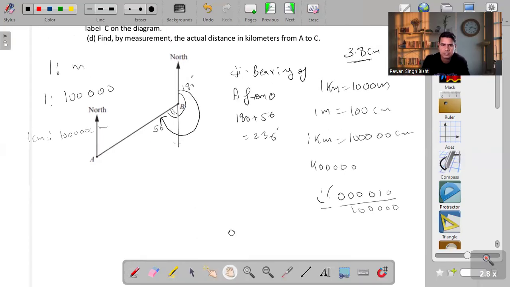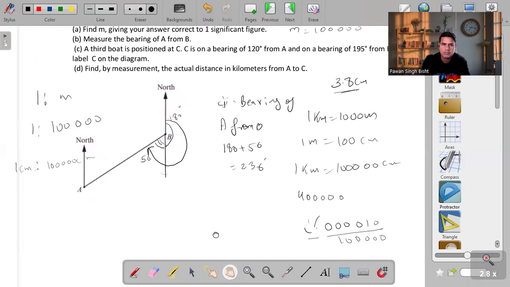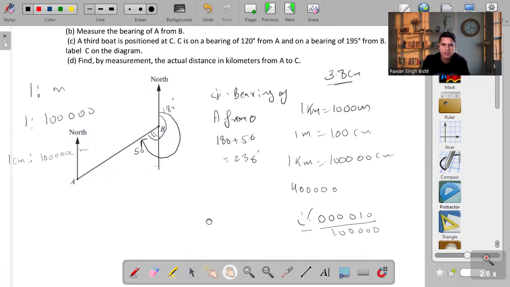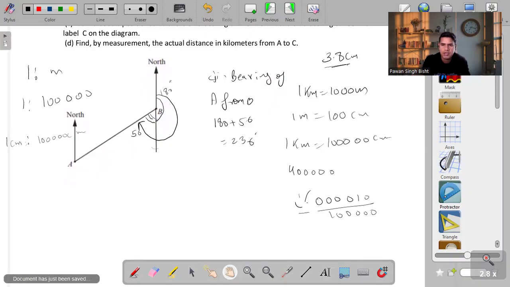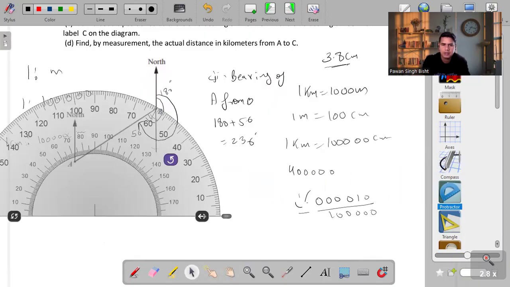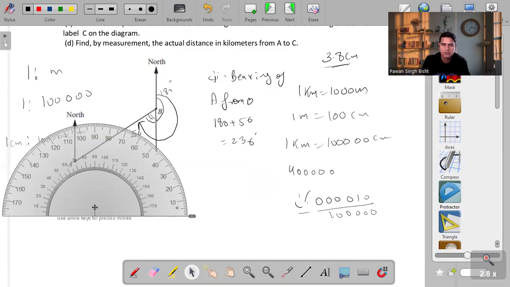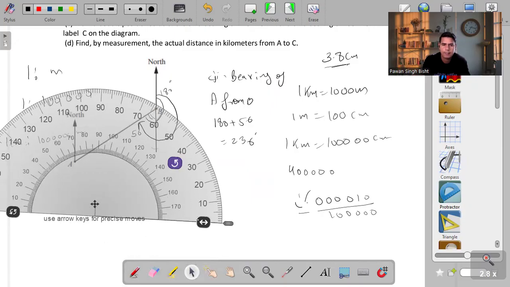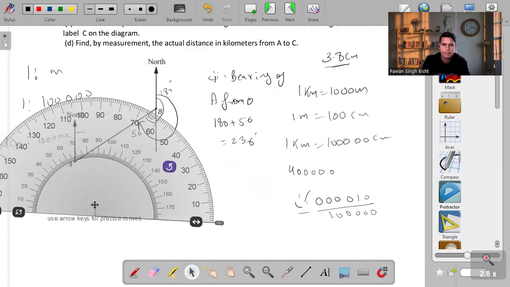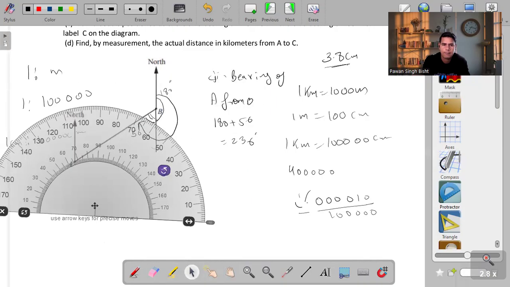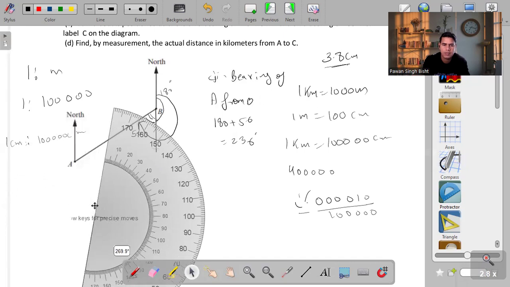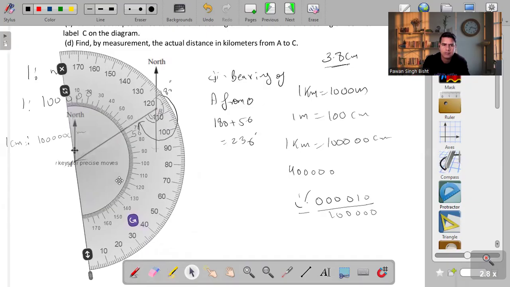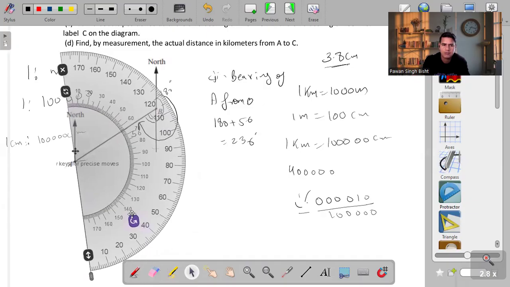Now see what is my next question. They say a third board is positioned at C. C is in a bearing of 120 from A and 195 from B. Okay, so again I will need my compass. So we have to draw an angle of 120 from A. So draw 120 from A. Here we put on A and we draw an angle of 120.